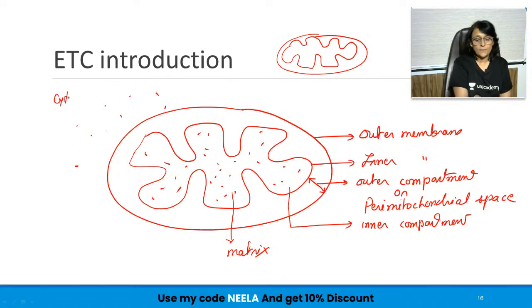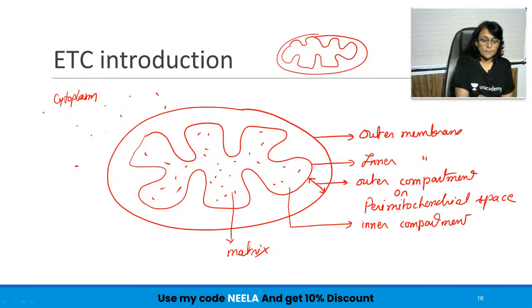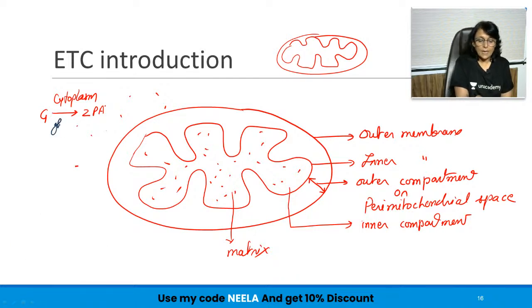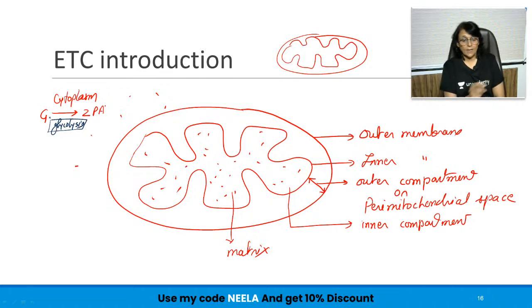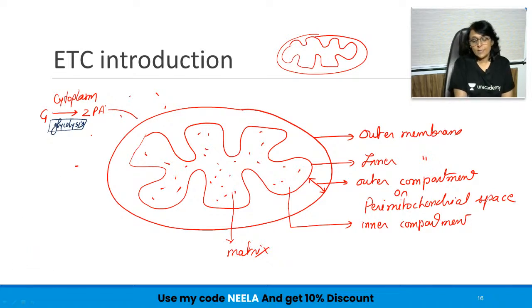That means this is in the cytoplasm. So what is here? Cytoplasm. Up till now, what we have done is that glucose is broken down into two molecules of pyruvic acid, and the process is known as glycolysis. So where is glycolysis taking place? Glycolysis takes place in cytoplasm. The two pyruvic acid molecules which are formed enter into this outer compartment.